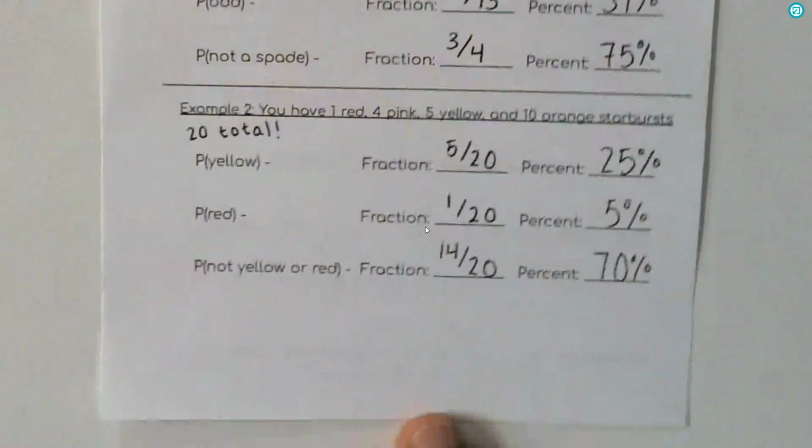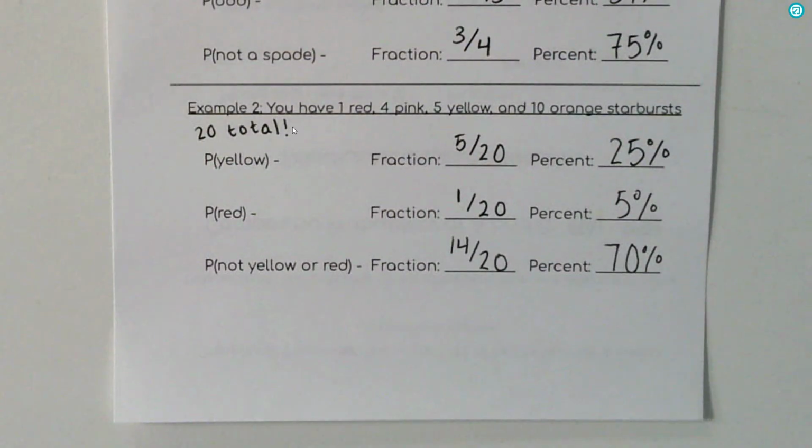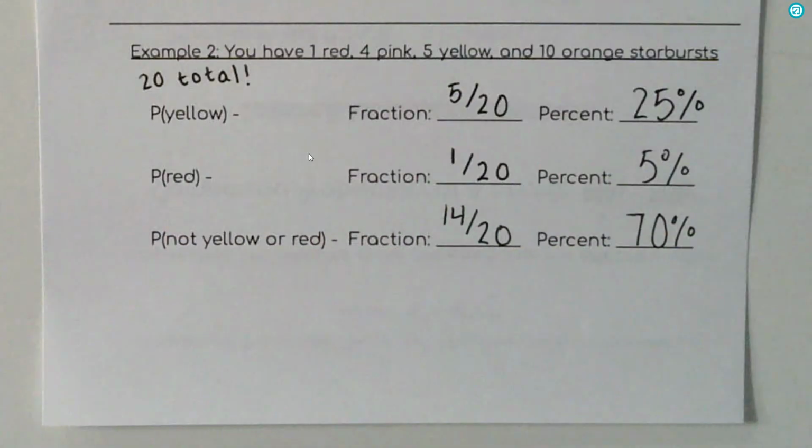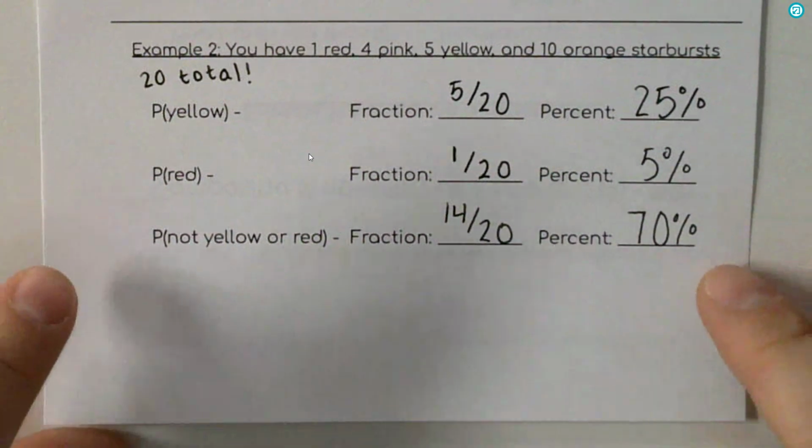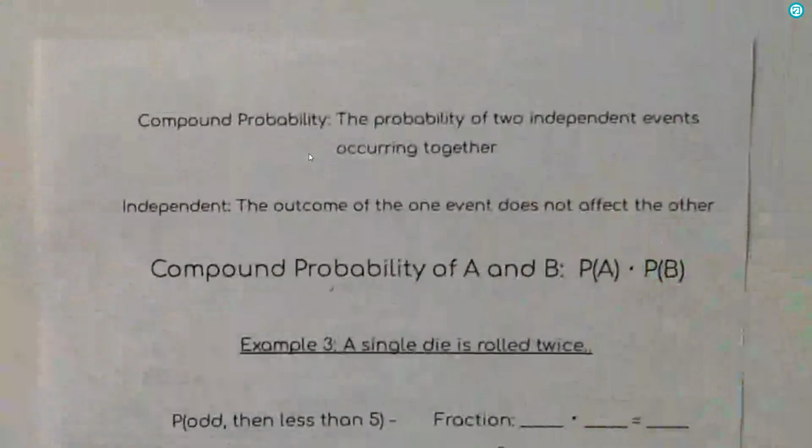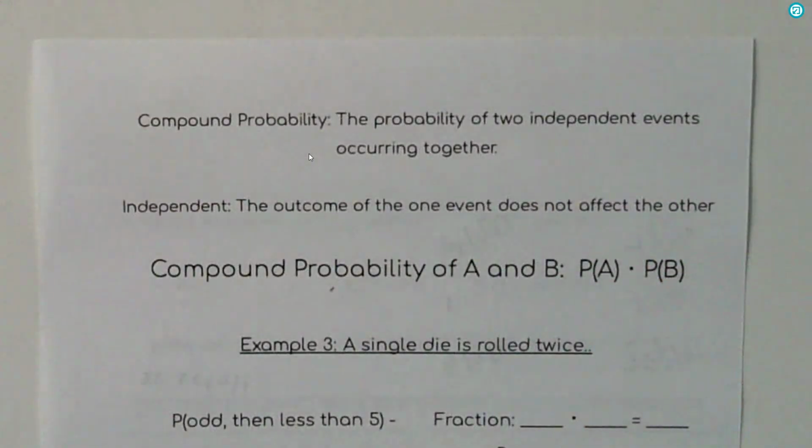All right, any questions so far on the 2 examples of simple probability we've seen? Okay, so this is simple probability, meaning it's just one event happening. We just want to know the likelihood of that one single event. We are going to look at one more type of probability, which is compound probability, because in life, we're not usually worried about just one thing happening. Compound probability is the probability of 2 independent events occurring together.